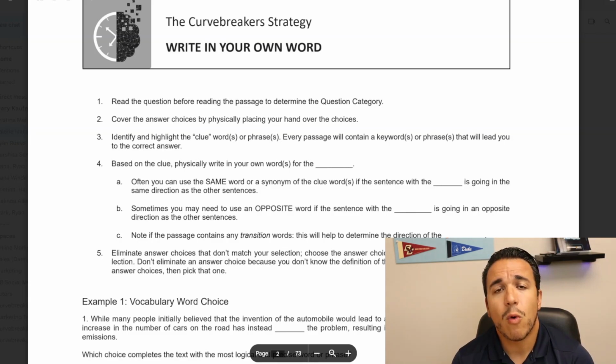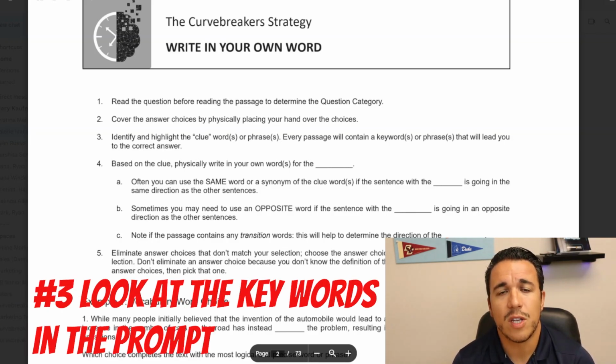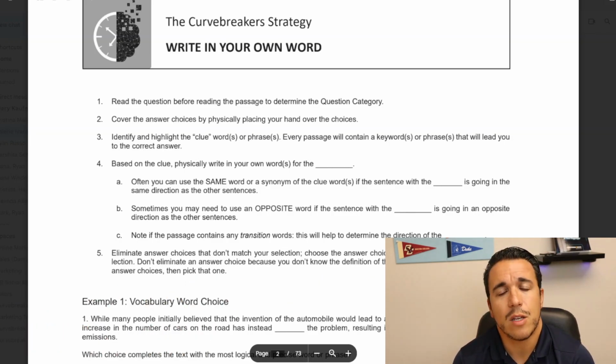Number three, the important thing to do is to look at the keywords in the prompt. So when you read through the prompt, you want to use the highlight tool in the digital SAT, highlight any keywords that tell you the directionality of the prompt. Is there a however? Is there a thus? That can help you figure out what needs to go in the blanks.